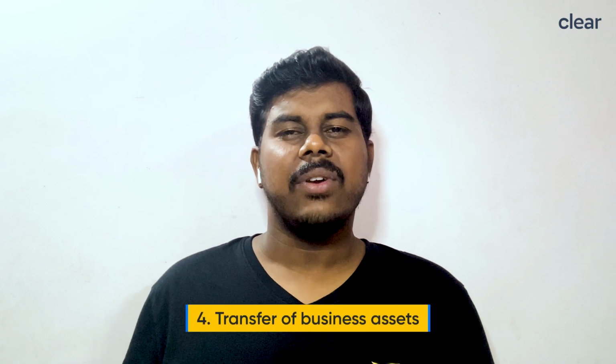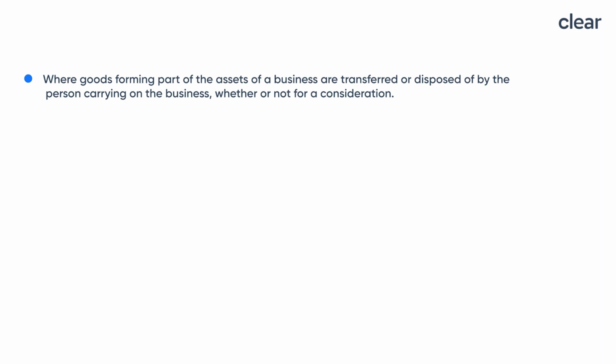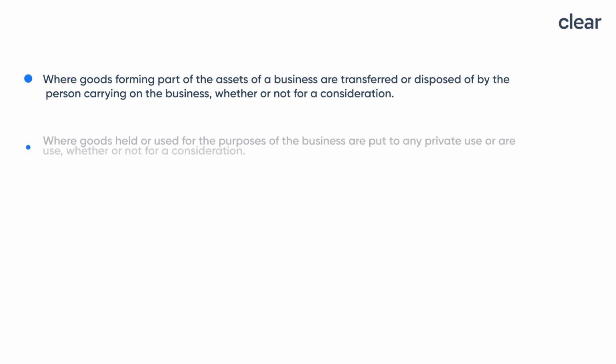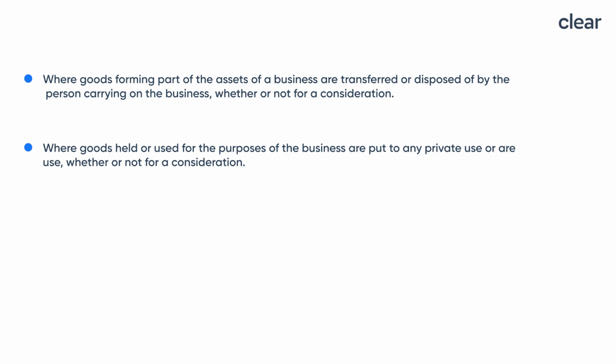Number 4. Transfer of business assets. Under this section, please note all of the following will be considered to be supply. A. Where goods forming part of the assets of a business are transferred or disposed of by the person carrying on the business, whether or not for a consideration. B. Where goods held or used for the purpose of business are put to any private use, whether or not for a consideration.